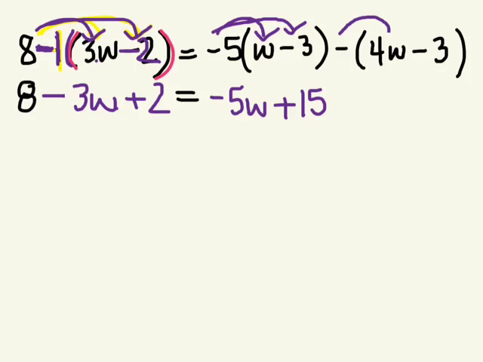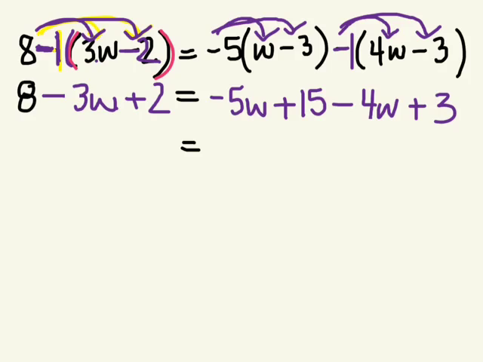What do I need to multiply everything by? A -1. You can always multiply something by 1, it doesn't change it. So -4w. Good. And then positive 3. Good. Let's figure out which terms are like terms.